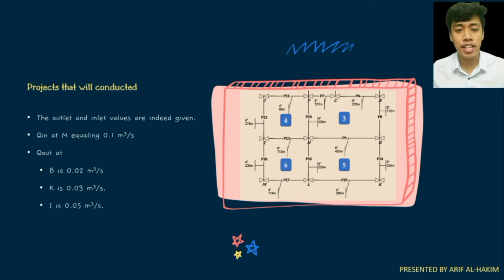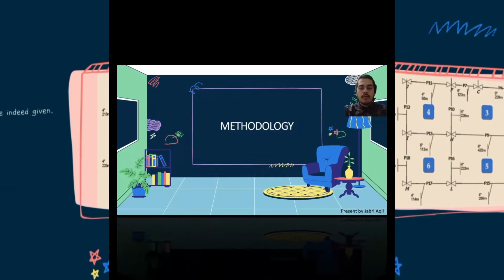The outlet and inlet values are given, including Q in at M is 0.1 and Q out at B 0.02, K is 0.03 and I is 0.04. And all units for Q are meter cube per second. So that's all for the introduction, and next we move to the methodology.